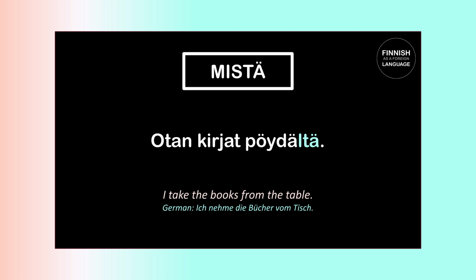Otan means I take. It's the first person singular present tense of the verb ottaa, which means to take. Kirjat means the books, T plural here because we're talking about a specific amount of books. And pöydältä is the ablative case of pöytä, which means table. Here we use the ablative case because we're talking about a surface. Otan kirjat pöydältä. I take the books away from the table.